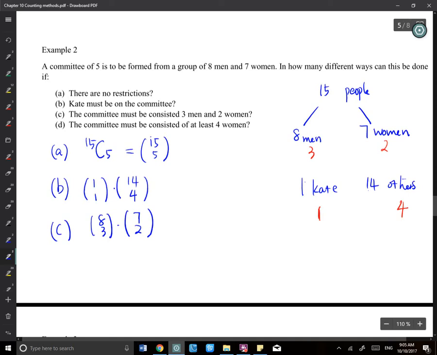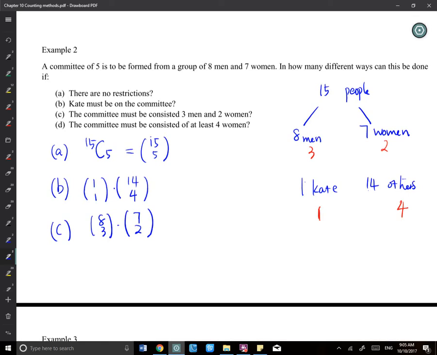You must select exactly 3 from the 8. That's how many ways I can select 3 men from 8 men. And the 7C2 is how many ways I can select 2 women from 7 women. So I multiply the number of ways together. That will give you the total number of ways I can do this.